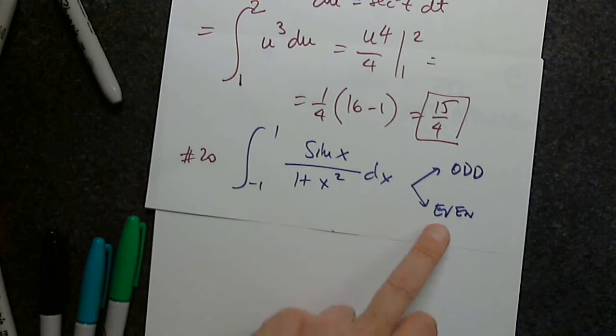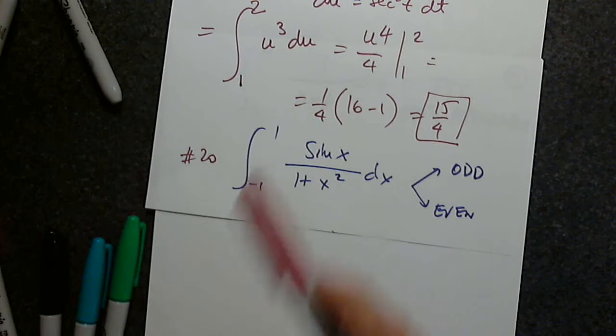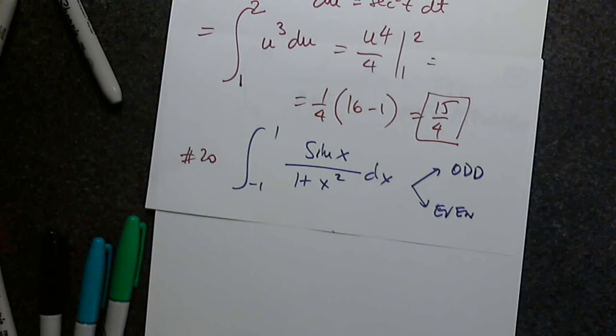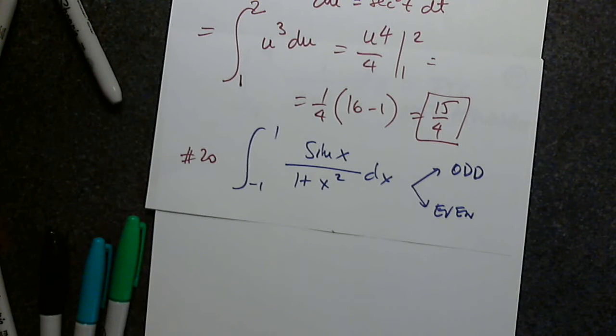Zero. What if it's even? What is the answer? I can change it into twice the integral from 0 to 1, which is easier to calculate. Do I have to change it? No, you don't have to. But it's easier to calculate an integral from 0 to a number than from -1 to 1.